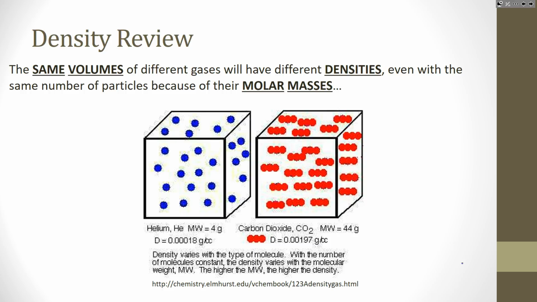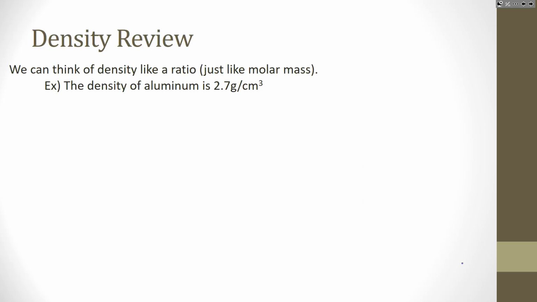So if you look in this box of helium, if you actually count up the number of blue circles and the number of red circles, there's the same number of blue circles as red circles. It's just that the blue circles are lighter, so the density is less. You have the same amount of stuff, but the stuff is lighter. So a little bit of density review.